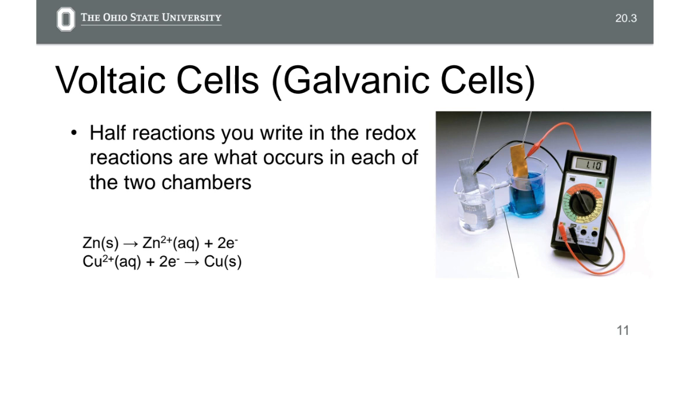On the other side, we're going to have a copper wire or a copper plate here in a copper solution. And that's where reduction is going to occur. Okay, reduction because the copper is gaining electrons, and oxidation for the zinc because it's losing electrons.